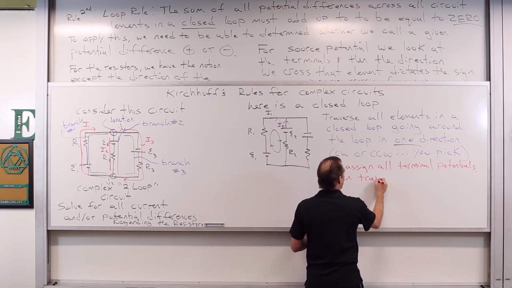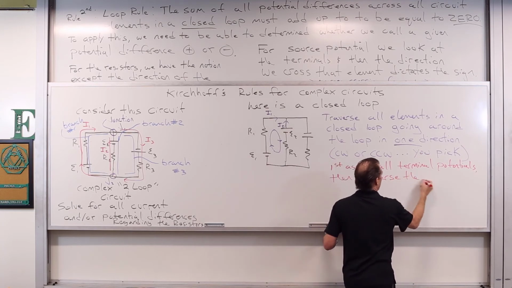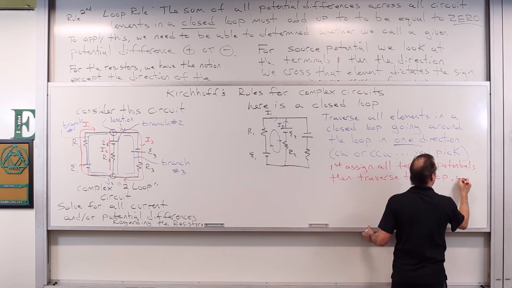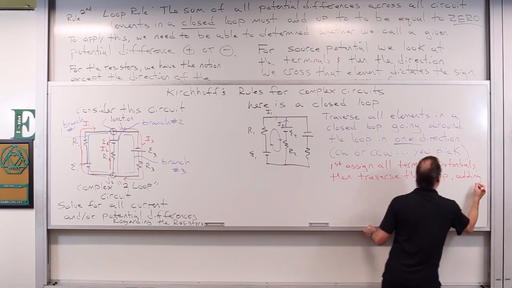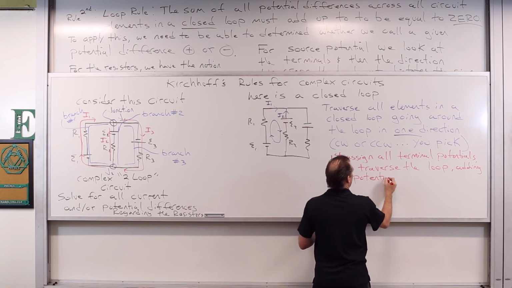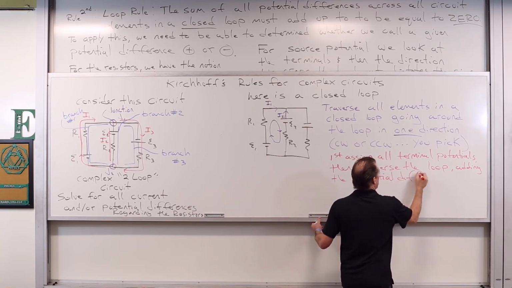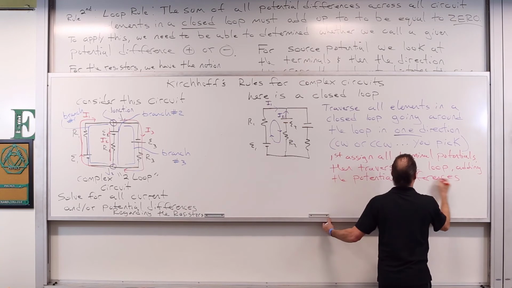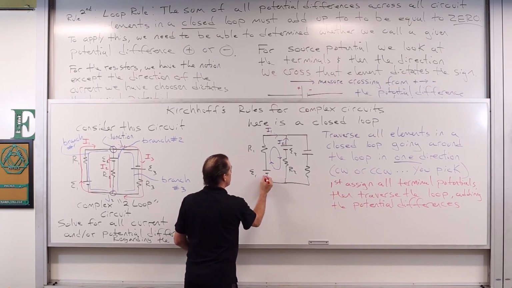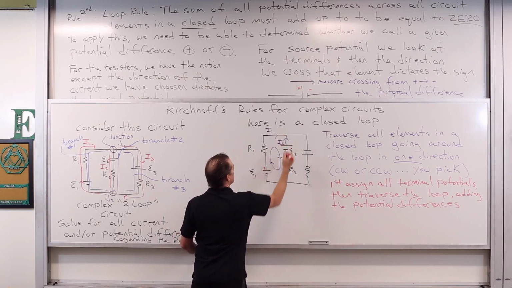Then traverse the loop, adding the potential differences. So, again, for the source potentials, those are easy. Small ones minus, big ones plus. Small ones minus, big ones plus.